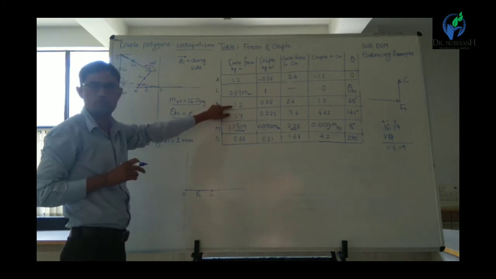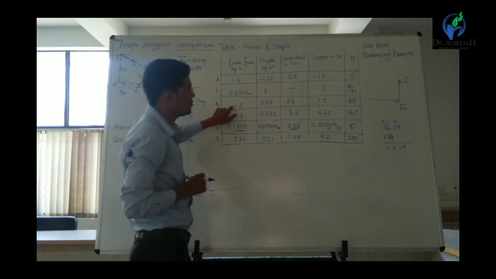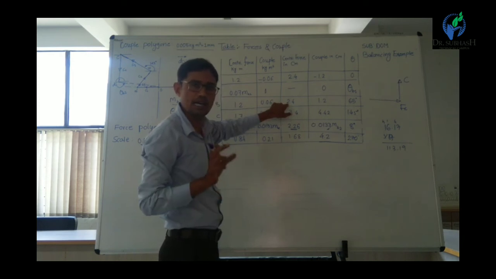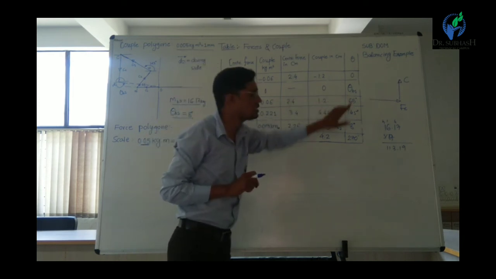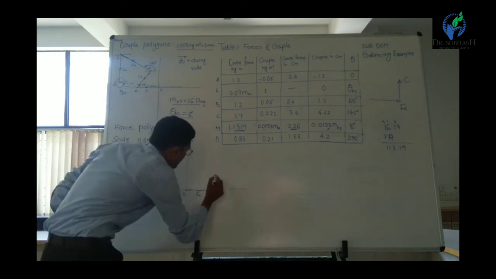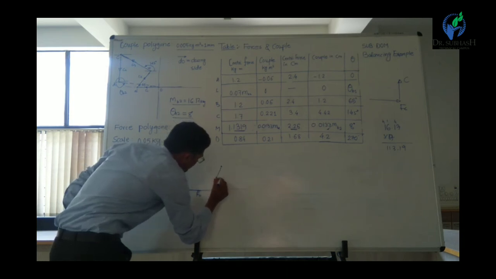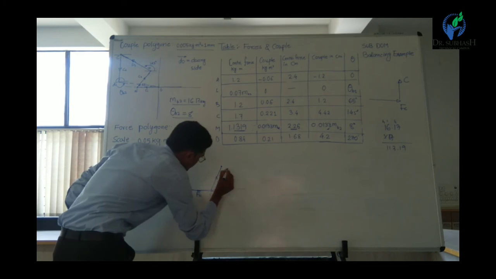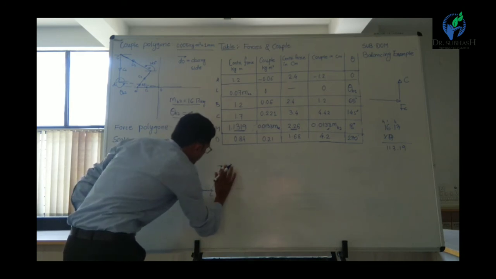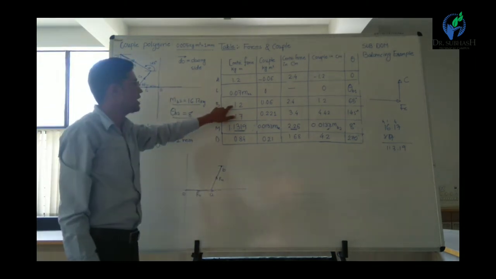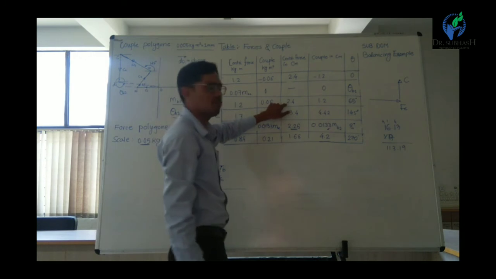The third value is 1.2. So the magnitude is 1.2 kg into meter. If we convert this magnitude into centimeter, then it will become 2.4 centimeter. So a line having length 2.4 centimeter at 65 degrees. From this reference point A, we draw a line at 65 degree, and this length represents 1.2 kg into meter, or FC2, and this is our AB line. So AB represents 1.2 kg into meter, or we can say 2.4 centimeter.